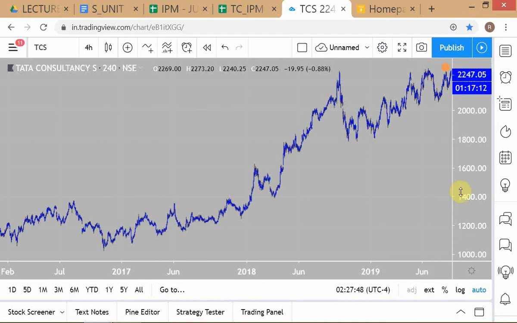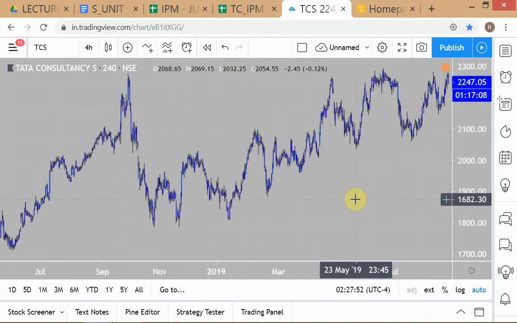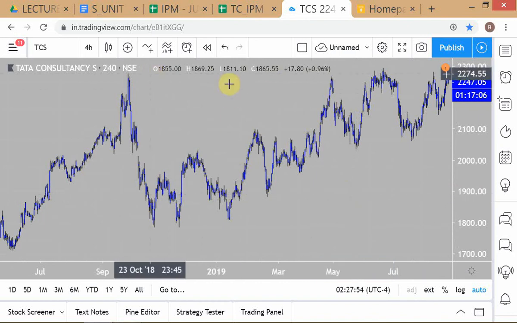Okay, so now if we zoom in a little bit more, we can see it closely. Let's assume that this price is 2300, just for the sake of argument, a round number. Let's assume that this price of 2300 is where it's been failing repeatedly: once, twice, third time, fourth time, fifth time.